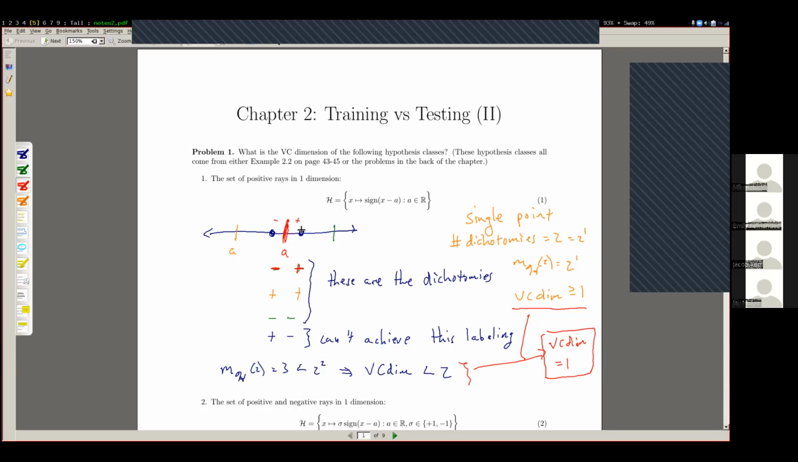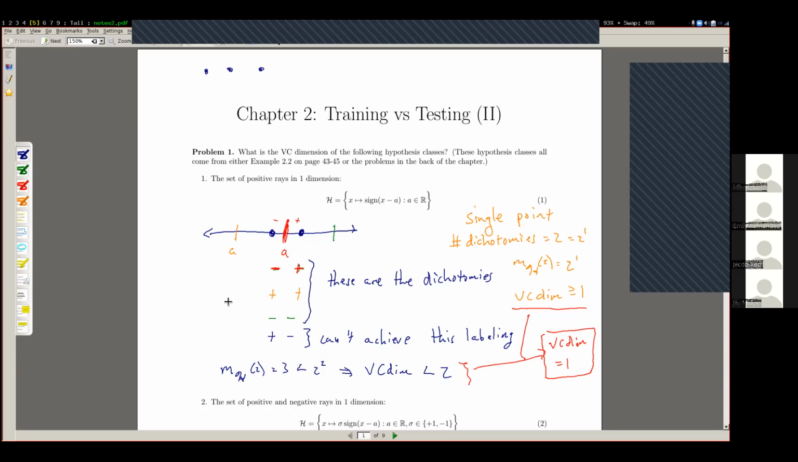So if I did consider, say, 3 data points, I know that there's no possible way for me to get all of the labelings over here on these 3 data points, because I can't get it on 2 data points. So there's no way I can get it on 3 data points.